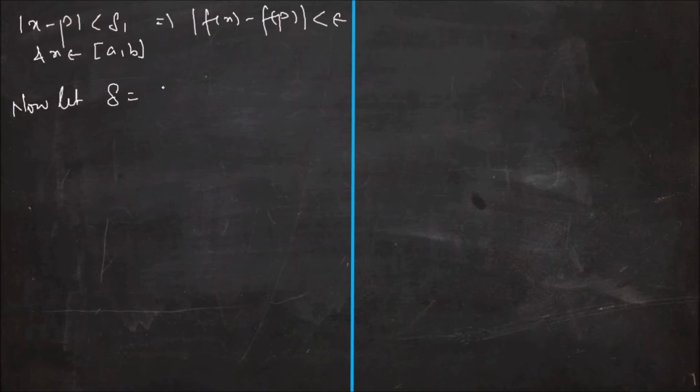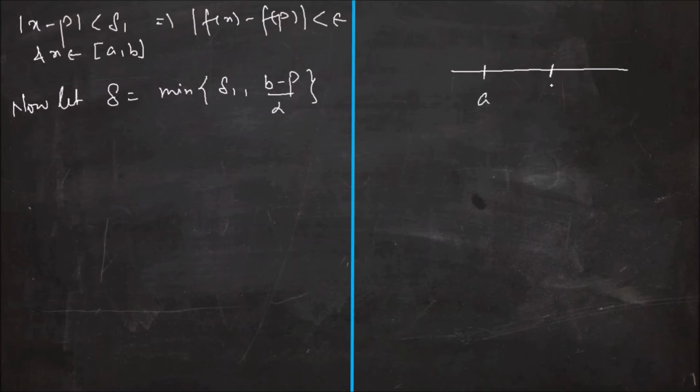Now let delta equal to the minimum of delta 1 and (b minus p) by 2. So I have taken delta equal to the minimum of delta 1 and (b minus p) by 2. Why have I done this? Because suppose this is my a, this is b and this is c. So p is somewhere here. Now in this case, I have been given that if |x minus p| is less than delta 1, then delta 1 could be this also. So x could be this also. What I want is the interval to be around this only, so that f(x) and h(x) should be equal. I have to remove this extra condition, so that's why I have taken my delta like this.